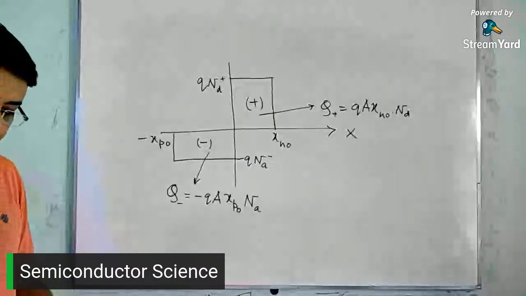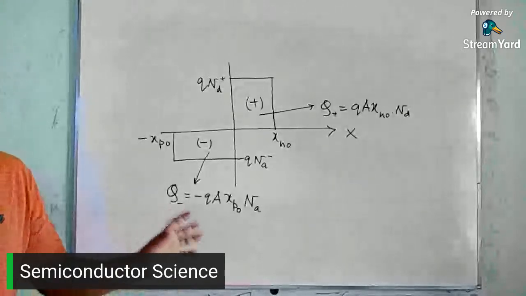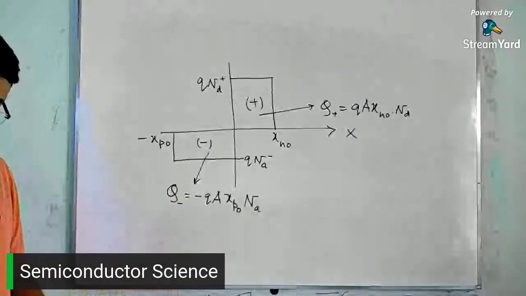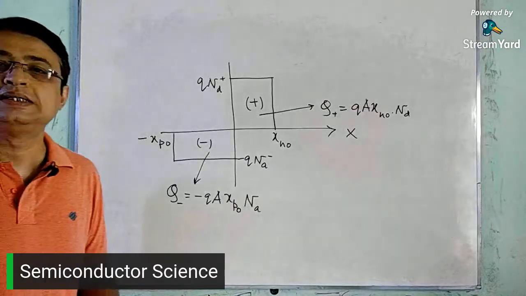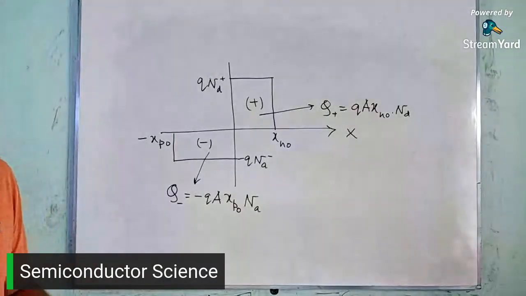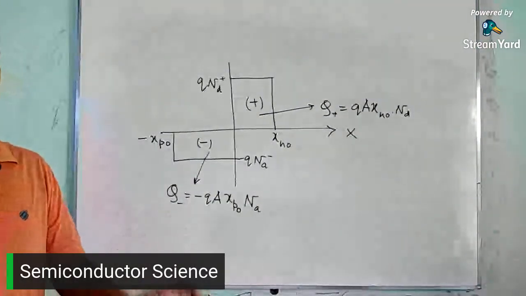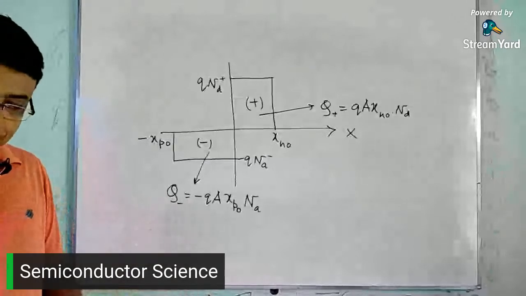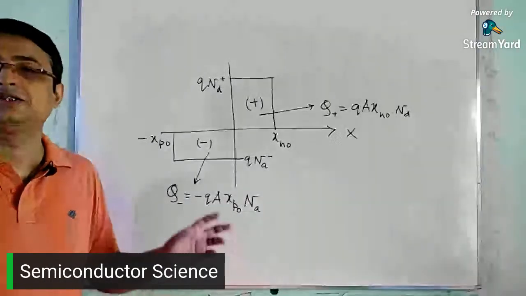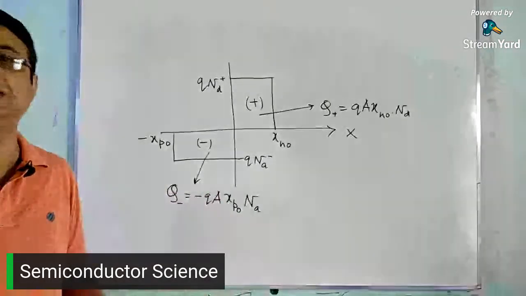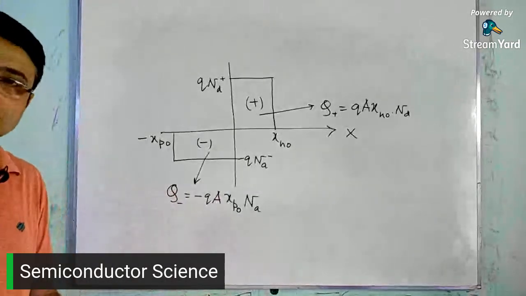Now the assumption of carrier depletion within W, where W is the total depletion width, and neutrality outside W, is known as the depletion approximation. So what is the depletion approximation? The assumption of carrier depletion within W, and the neutrality which holds outside the depletion layer, is known as the depletion approximation.